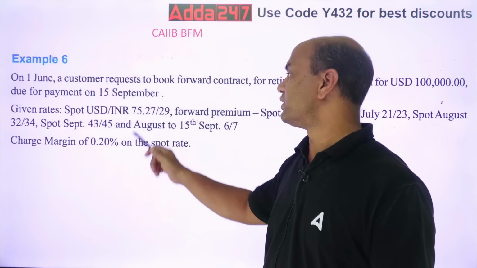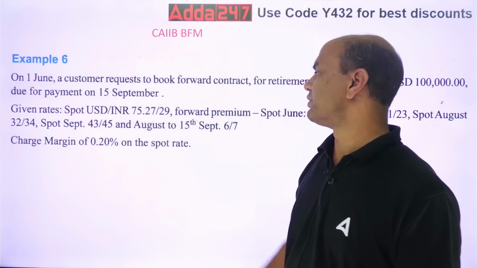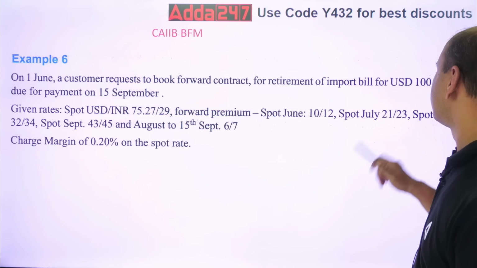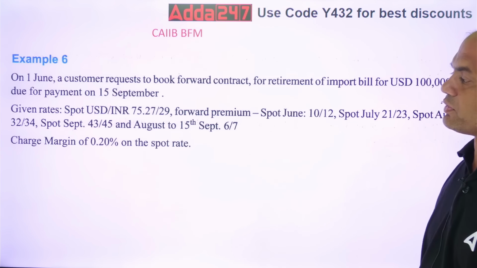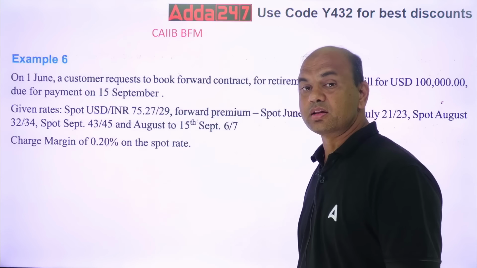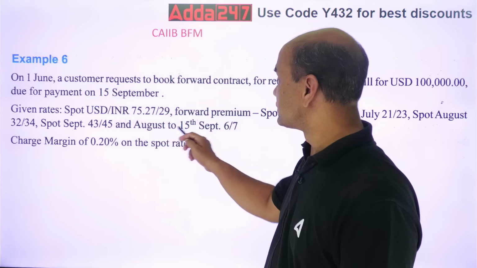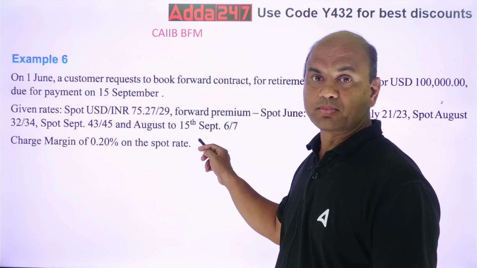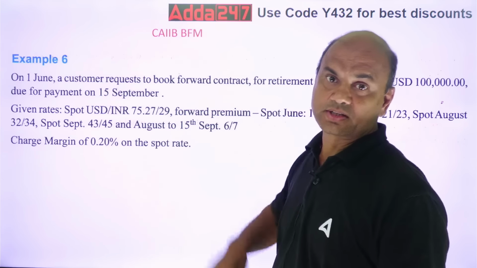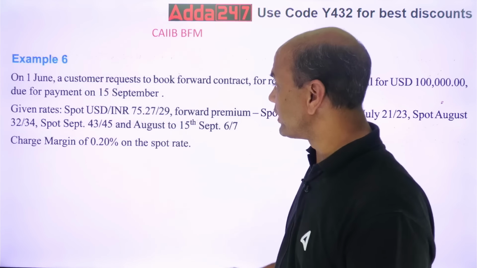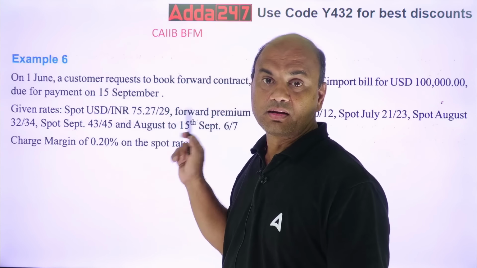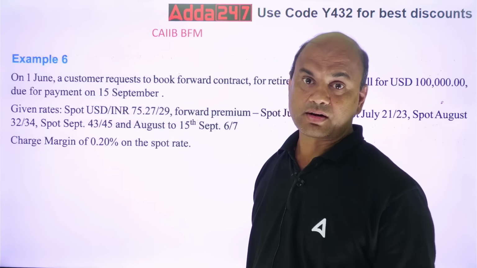Given spot rates: USD INR is 75.2729. Forward premium is given as spot June 10-12, July 21-23, August 30-34, September 43-45. Now this is a bit tricky part. August to September means 15 September, which is 6-7. So for that 15 days also the forward points are given. Plus one more point, check this: charge a margin of 0.2% on the spot rate. Kindly remember. Try to solve this problem.